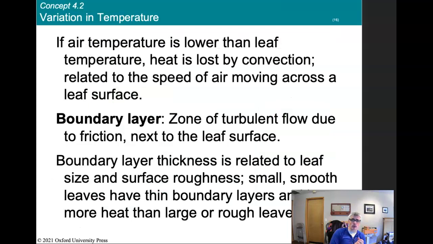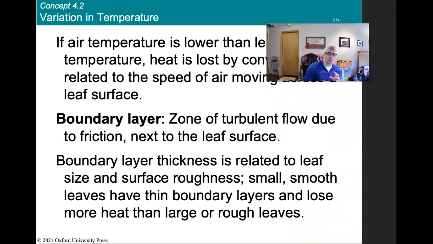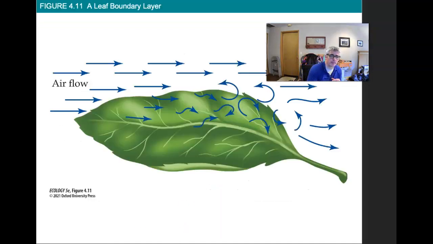And then if air temperature is lower than leaf temperature, heat is lost by convection, related to the speed of air moving across the leaf. Now, boundary layers are important here. It's the zone of turbulence due to friction next to the leaf surface. Boundary layer thickness is related to leaf size and surface roughness. Small, smooth leaves have a thin boundary layer and lose more heat than large, rough leaves. We'll take a look at this. I think the next graph shows it. I'll walk through it in the next image here.